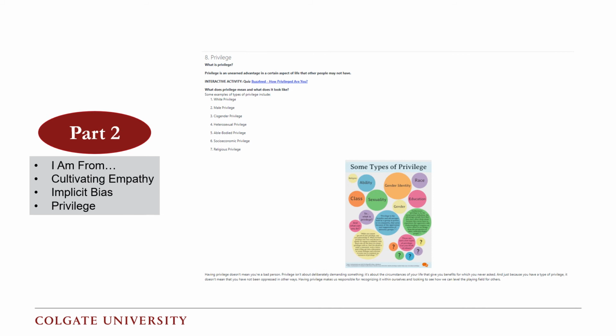Up next, we're going to talk about privilege. What is privilege and how our different backgrounds have different levels of privilege that come into play? It's important to know that privilege doesn't mean you're a bad person or that you have a copious amount of advantages over someone, but it's a good understanding about circumstances of life and how they can give you benefits that you never asked for or worked towards.